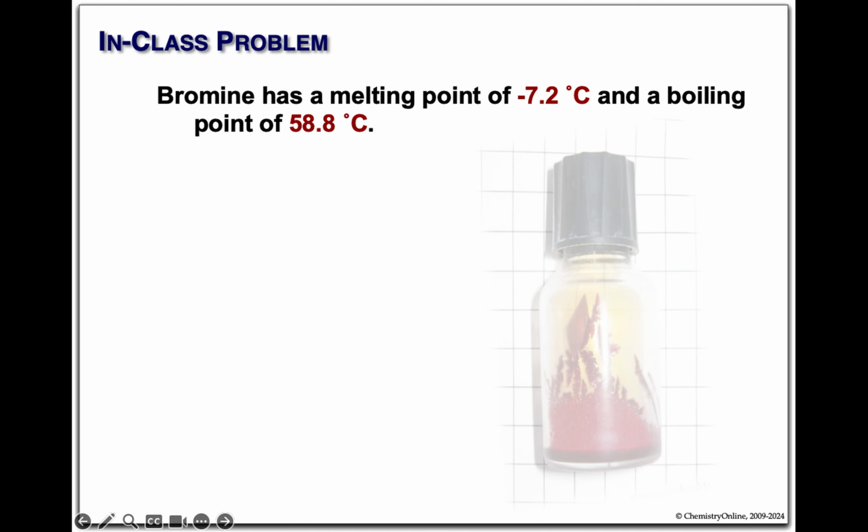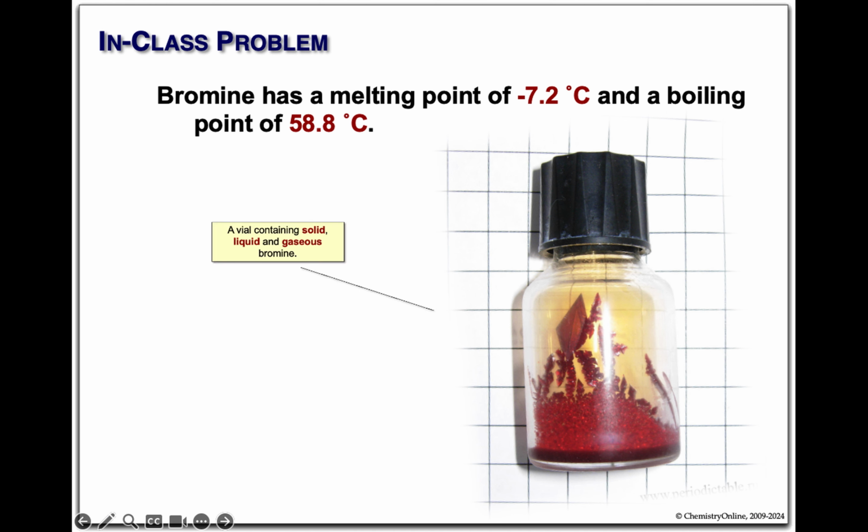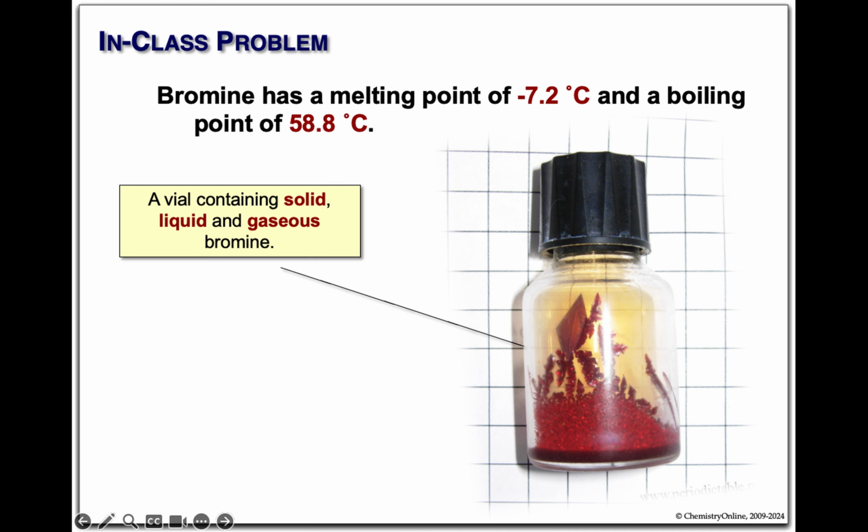Let's do a very simple problem here. This is bromine. Bromine is right here on the periodic table. It's a halogen. It's a liquid at room temperature. It forms a brown gas that is very toxic, and it can be frozen into a solid.